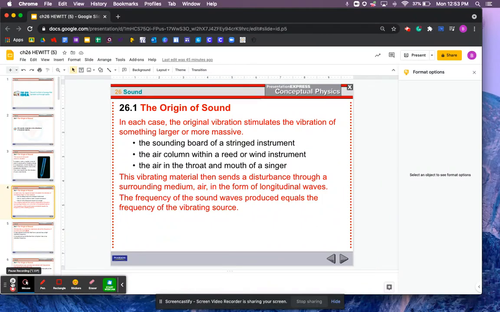So this vibrating material then sends a disturbance through its surrounding medium, which usually is air, in the form of longitudinal waves. The frequency of the sound waves equals the frequency of the vibrating source. What that means is, imagine we were in the classroom and I was speaking in front of the classroom. My vocal cords are vibrating back and forth, and that vibration moves through the air around, traveling in all directions, in the form of a longitudinal wave.